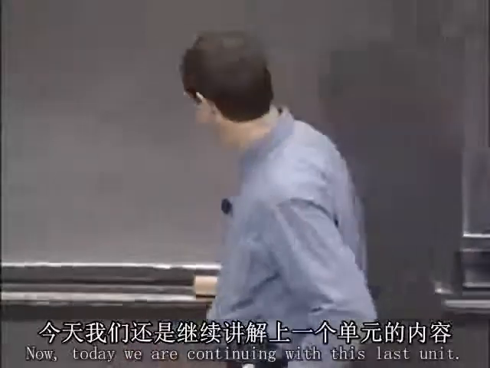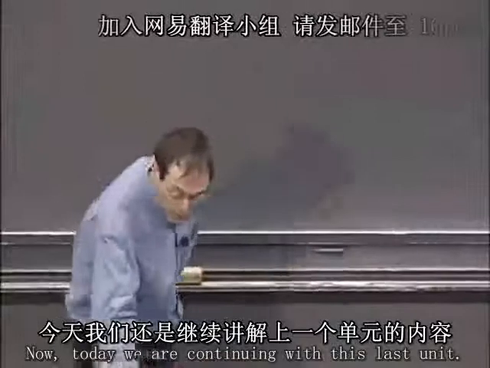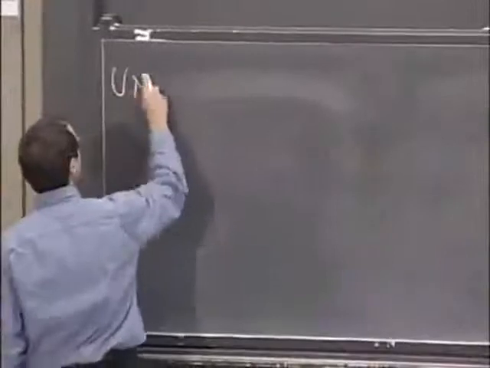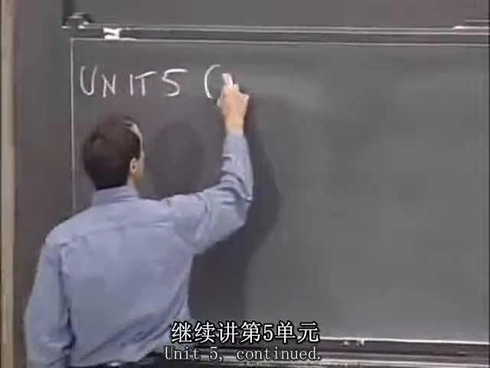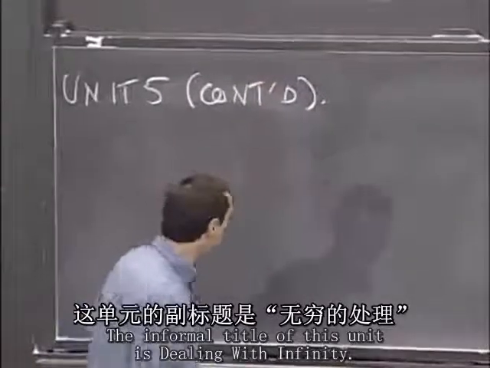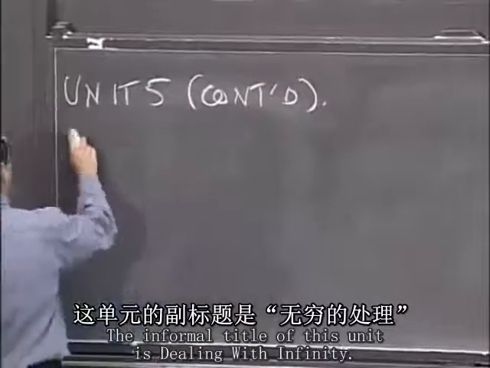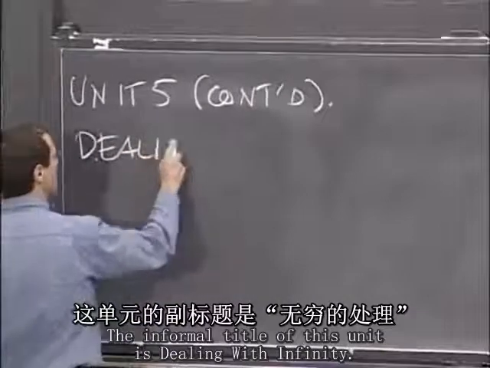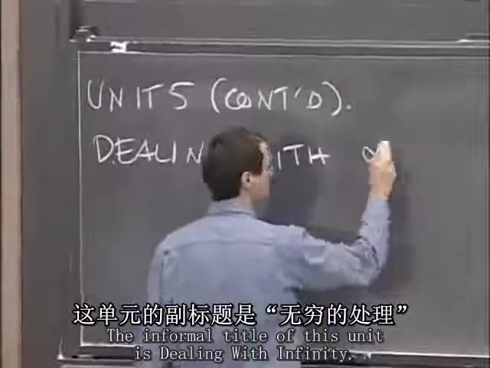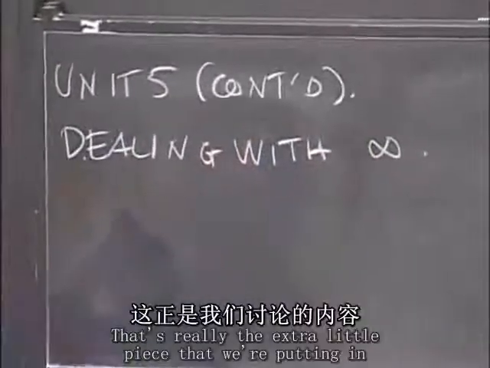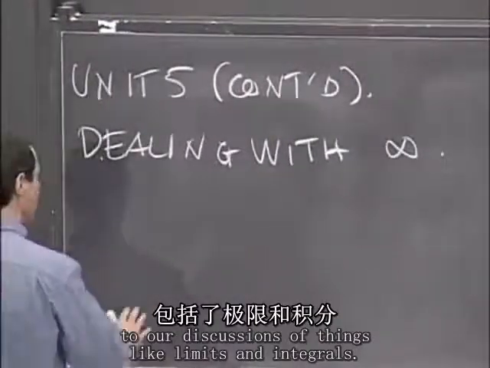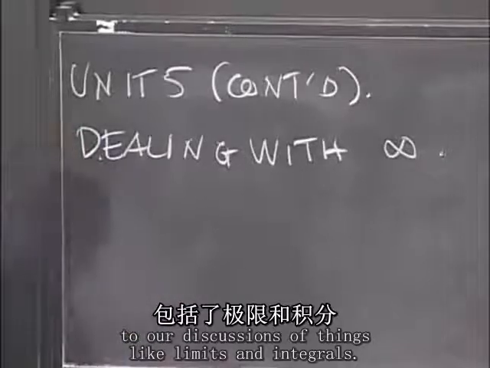Now, today, we're continuing with this last unit, Unit 5, continued. The informal title of this unit is Dealing with Infinity. That's really the extra little piece that we're putting in to our discussions of things like limits and integrals.